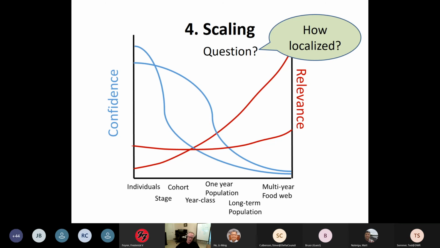This is a recent figure I did for some people, from individuals to multi-year food web. Depending on your question, we have different blue lines for confidence, and we also have different red lines for how relevant it is to answering your question, right? We really have high confidence when we predict how a bunch of individuals in a box, Delta Smelt, will grow. How relevant is that to management's question is debatable, right?